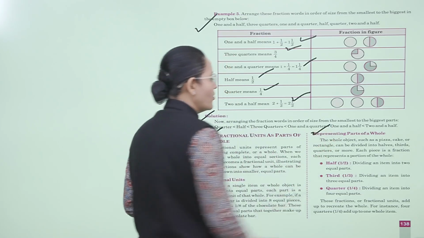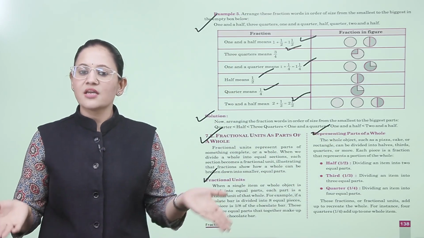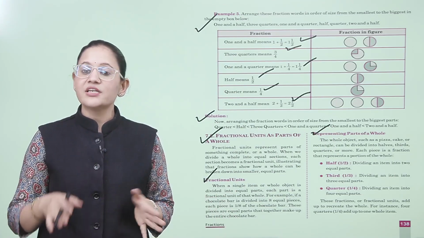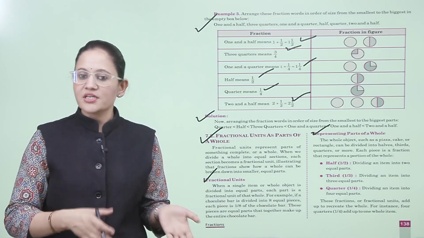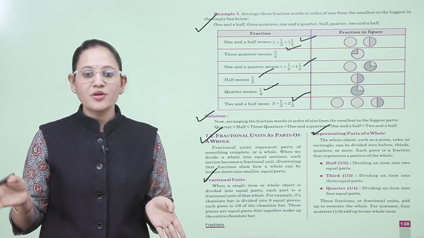Representing parts of a whole. The whole object, such as a pizza, cake or rectangle, can be divided into halves, thirds, quarters and more. Each piece is a fraction that represents the portion of the whole.